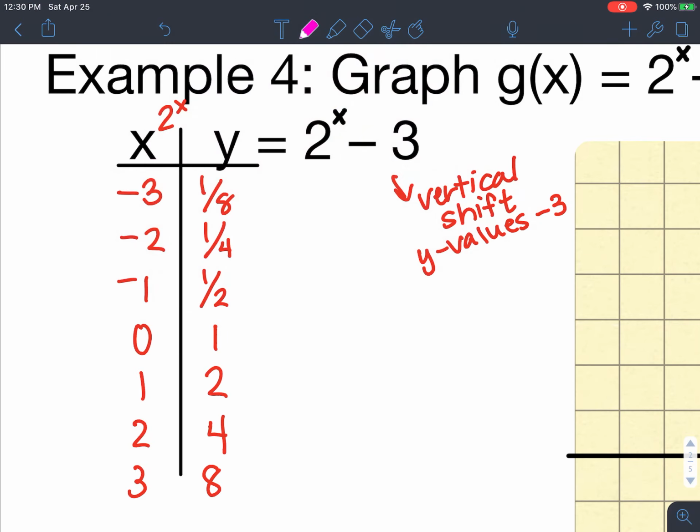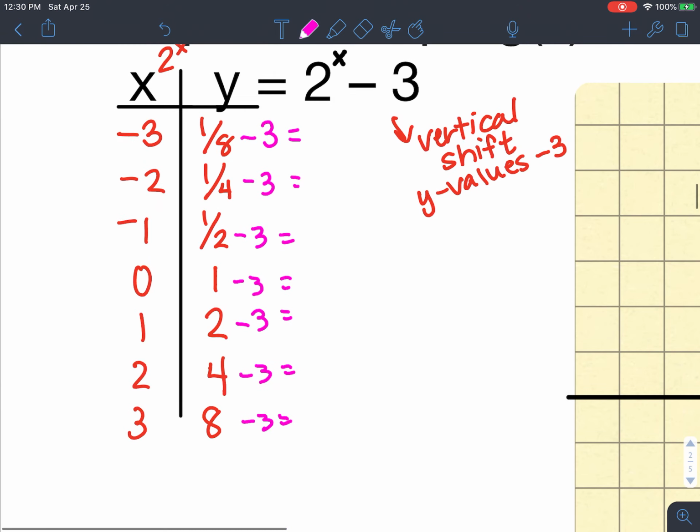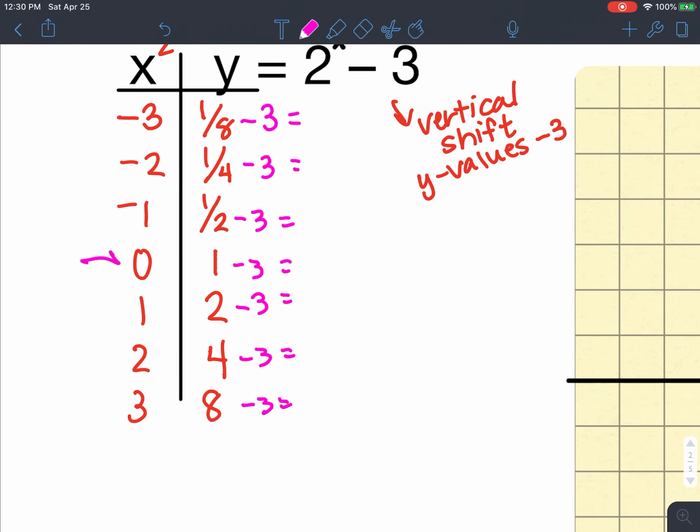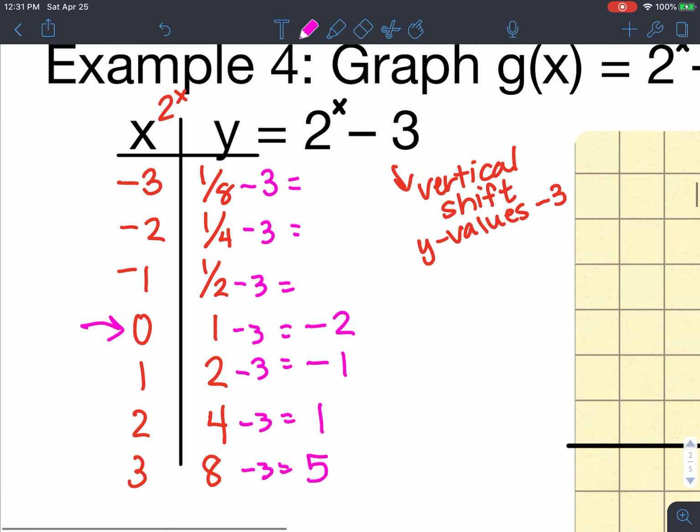Okay, so we decided that we were going to subtract 3 from all of the y values. Okay, I'm not going to start with the 1/8 because that's annoying. So let's come down here to the middle. 1 minus 3 is -2. 2 minus 3 is -1. 4 minus 3 is 1. And 8 minus 3 is 5.